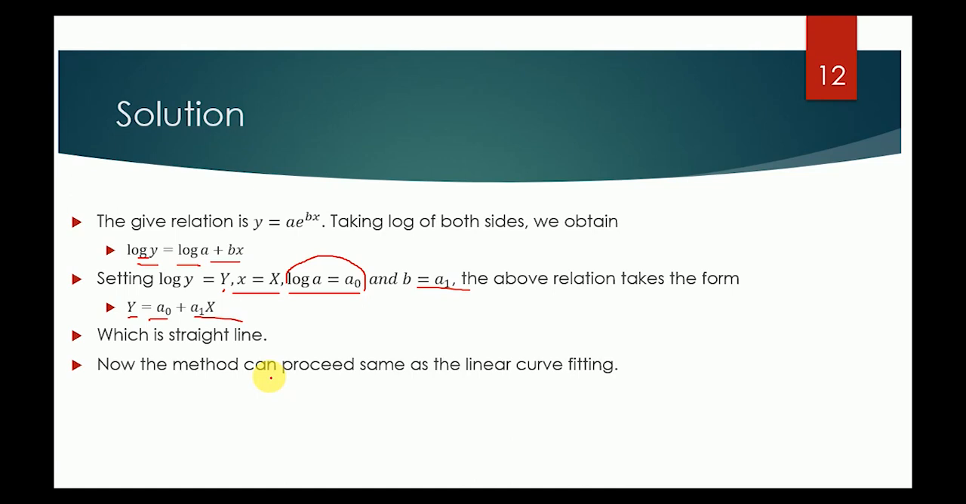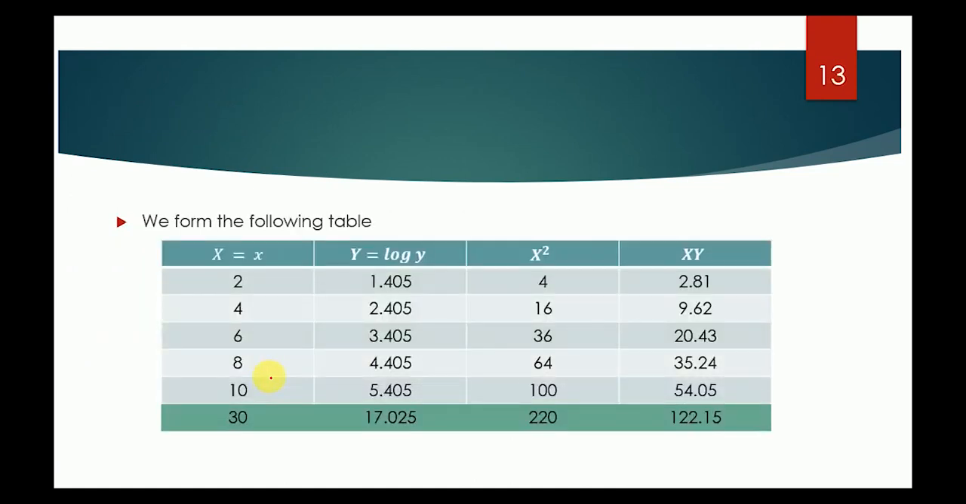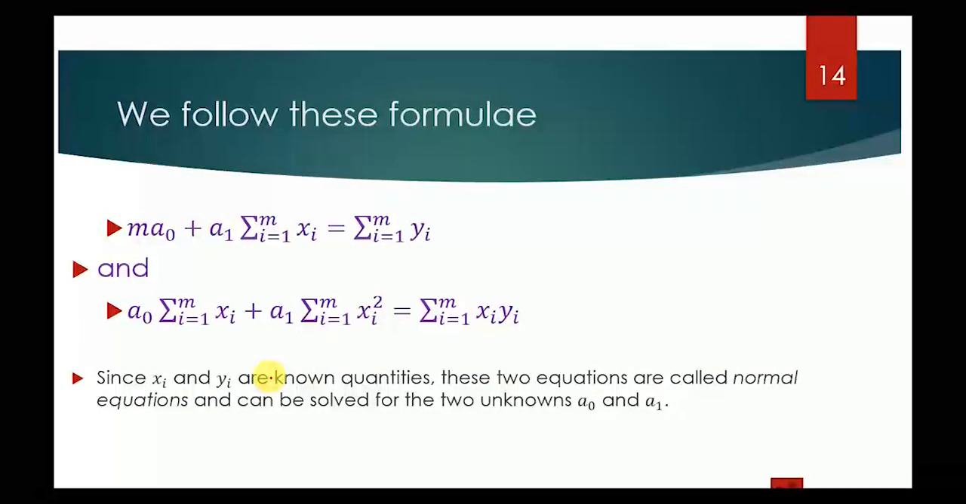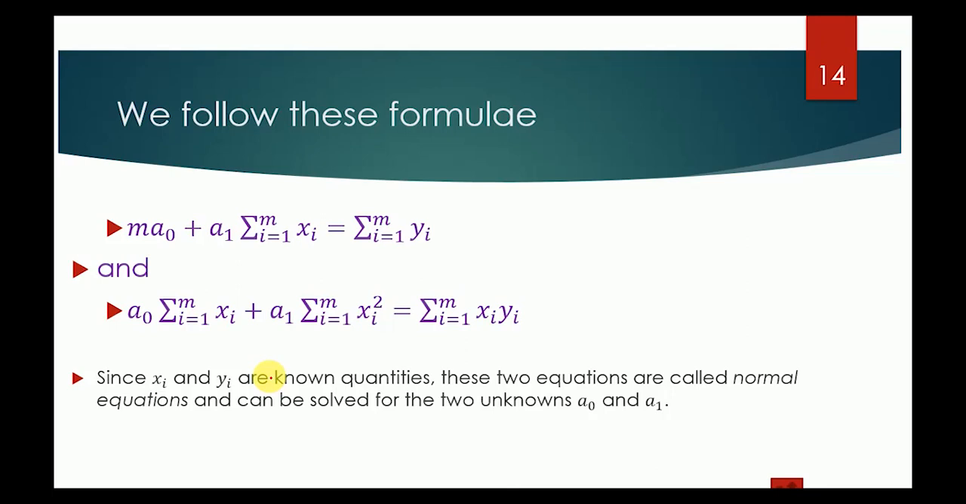So we will form a table: x is equal to small x, y is equal to log y, x square and xy. Now find the summation of x, summation of y, summation of x square and summation of xy. Why do we do so? Because we can then follow this formula: m a0 plus a1 summation xi is equal to summation yi, and a0 into summation xi plus a1 into summation xi square is equal to summation xi yi. We know the values here.